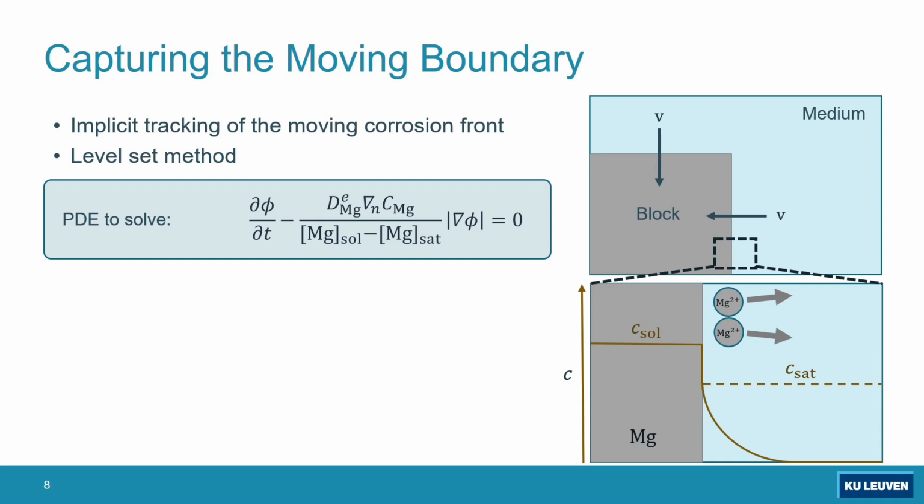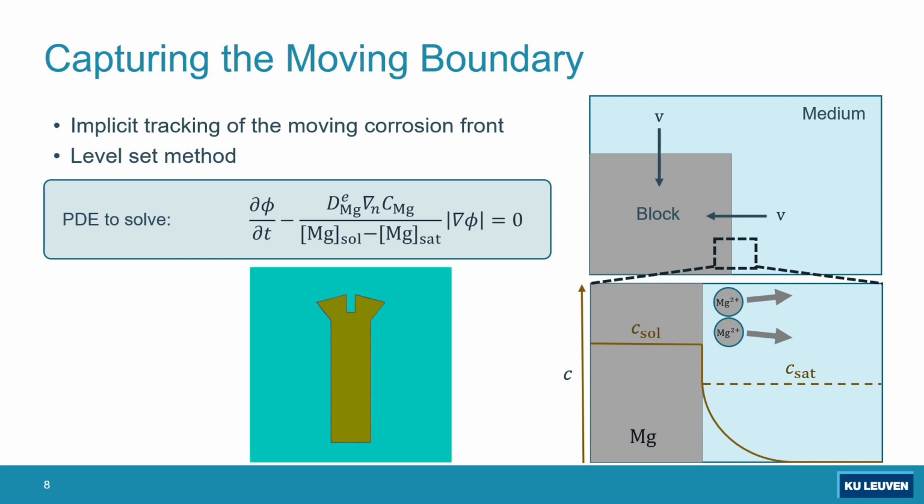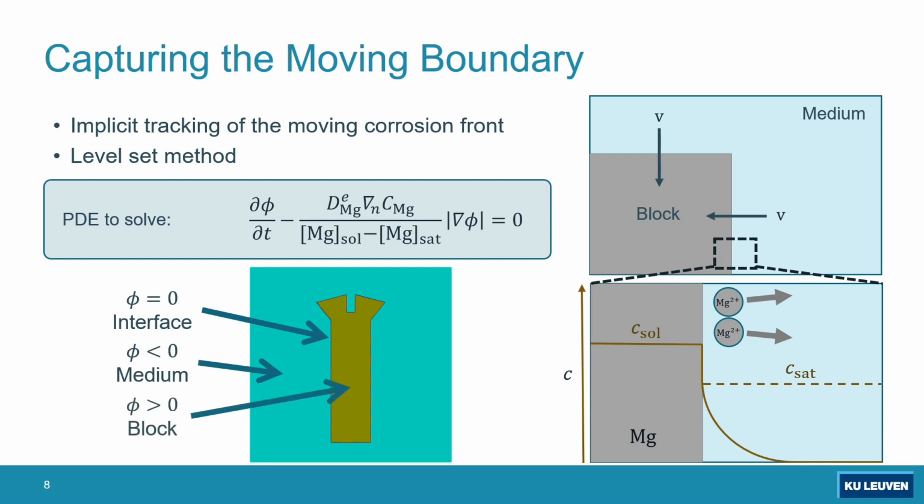So this is another PDE to solve, and here we have a phi function. The concept of the phi function is that it divides the medium into different zones. So we have the interface where phi is 0, so the zero isocontour of the phi function is the interface, and where it is negative it's the medium, and where it is positive it means that it is inside the block. So this is how we can track the change of morphology over time.